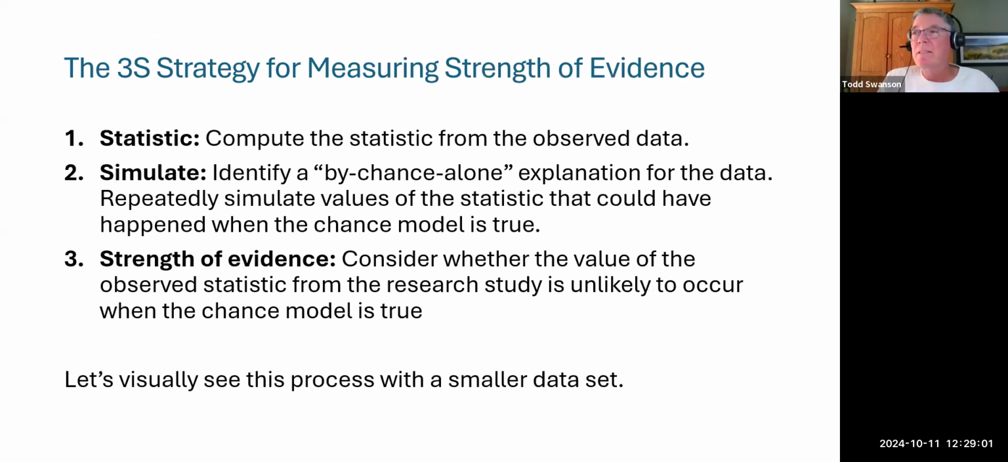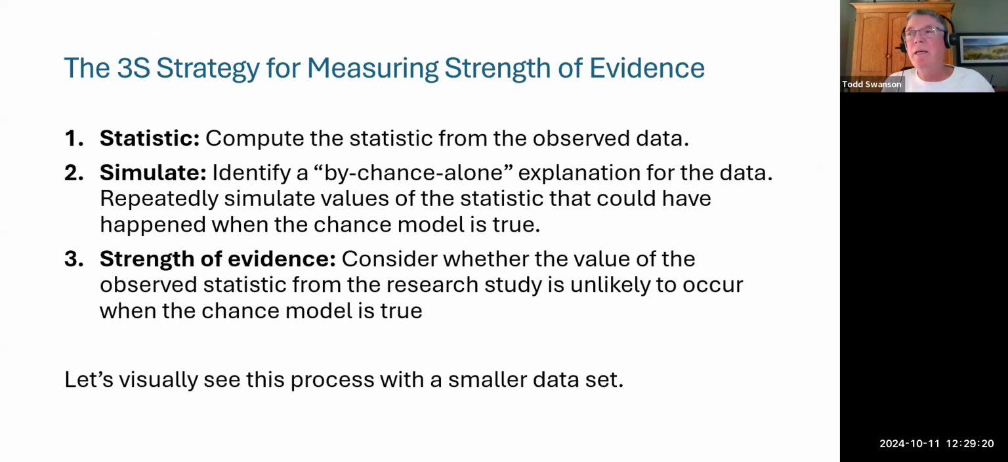All right, here's that 3S strategy for measuring strength of evidence. Well, first one, compute a statistic. That was our 0.458. Compute a statistic from the data. Could be a difference in means, difference in proportions, single proportion, whatever the case. Right now, it's our mean group diff statistic.